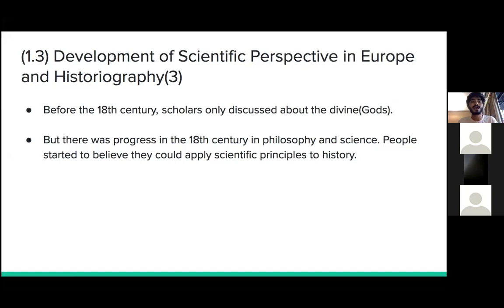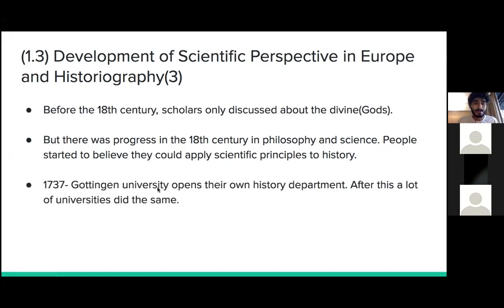And because of that, people began to have this idea that even in history, we can apply scientific principles. Is that okay with y'all? That's important, okay? And then the important thing that happened during the 18th century is that in 1737, Göttingen University, which is a university in Germany, okay? So Göttingen University opened their first history department.